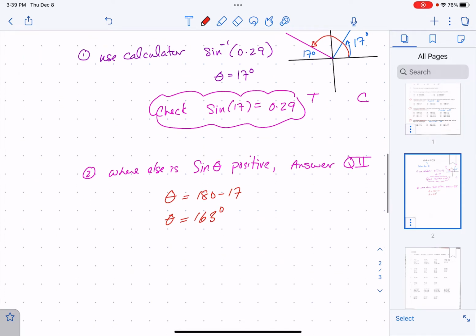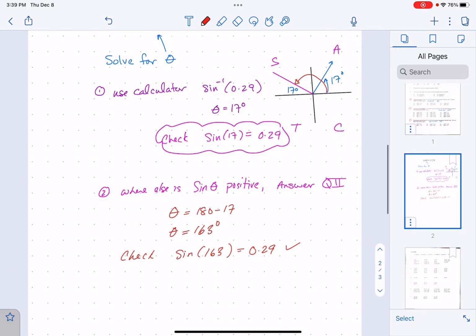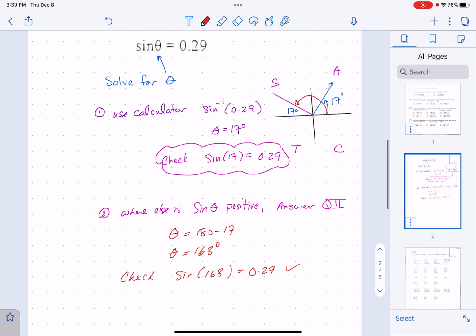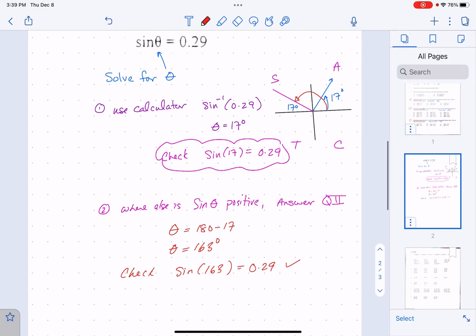So let's do a check. Is it true? If I put sine of 163, do I get 0.29? So 163 sine, and I do get 0.29, so it worked. Now the only problem is that this answer's in quadrant 2. So that's okay as long as I'm allowed to have my answers in quadrant 2.